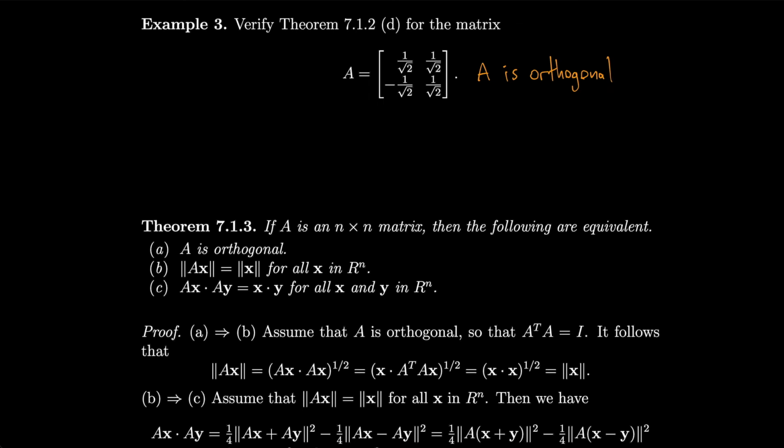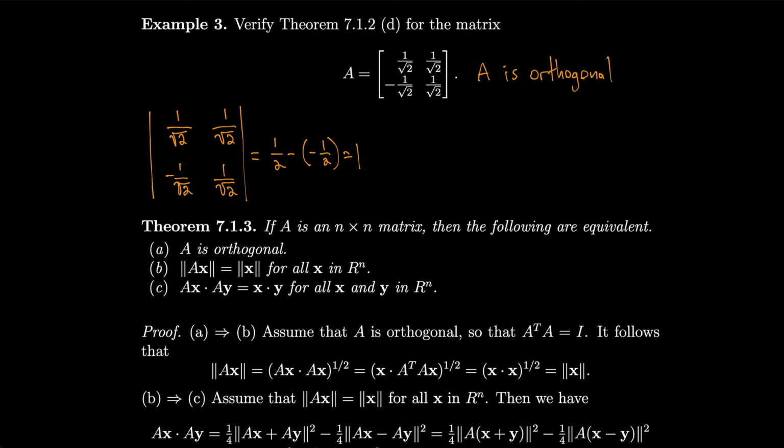So let's check the determinant. The determinant of the matrix with rows 1 over square root of 2, minus 1 over square root of 2, and 1 over square root of 2, 1 over square root of 2 is equal to a half minus a minus half, which in fact is equal to 1.